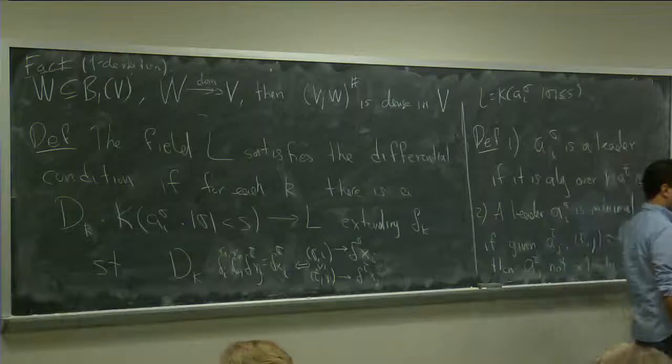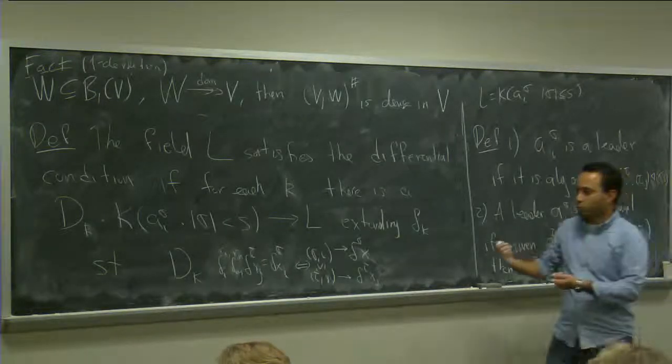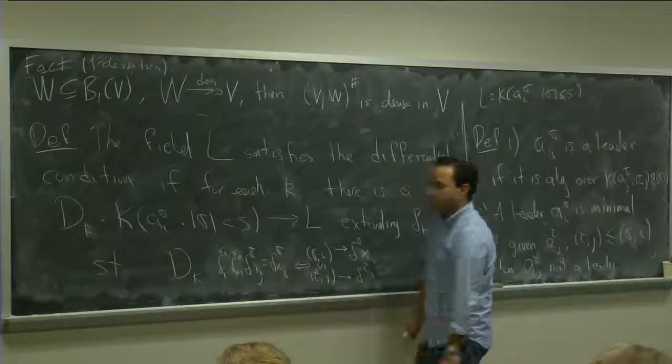So basically what I'm saying here is that some leader is minimal if there is nothing which is a leader, and that when I take the derivative, I get back. So this will be something like that.